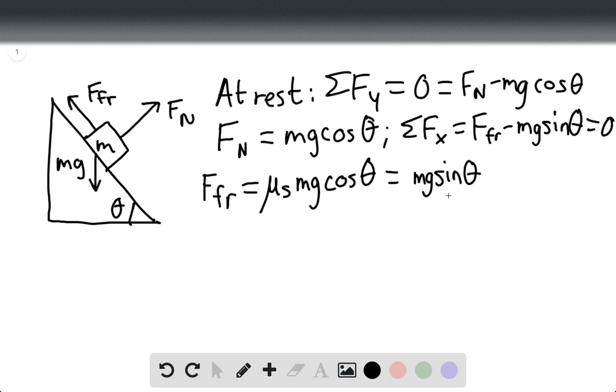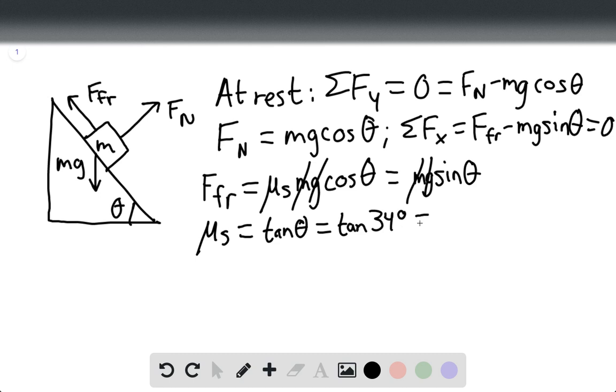So we can say that the m's cancel out, g cancels out, and we're simply saying that mu s, this coefficient of static friction, equals tangent of the angle, and this is going to be tangent of 34 degrees, and this equals 0.67. So if mu sub s is greater than 0.67, that means that there is no possibility of this slipping down the hill. If it's less, there is a possibility.